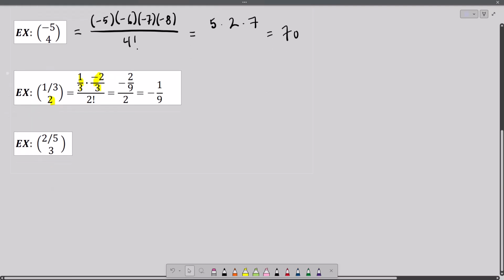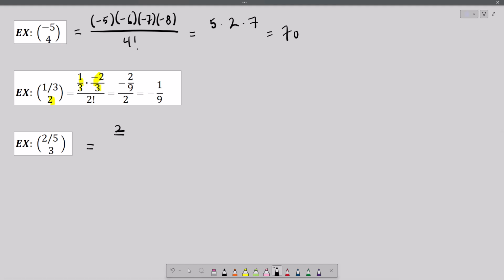So let's see if we can do this one. Okay, at least it's a positive number. I'll have a better luck subtracting 1 from a positive number. So in the denominator, we're going to have 3 factorial. In the numerator, we have 2/5, and then we subtract 1, so minus 5 over 5. So we have minus 3 over 5. All right, that's our second factor. And then we want to subtract 1 again. We would like to end up with 3 factors in the top. So subtract 1 once more, and we have that.